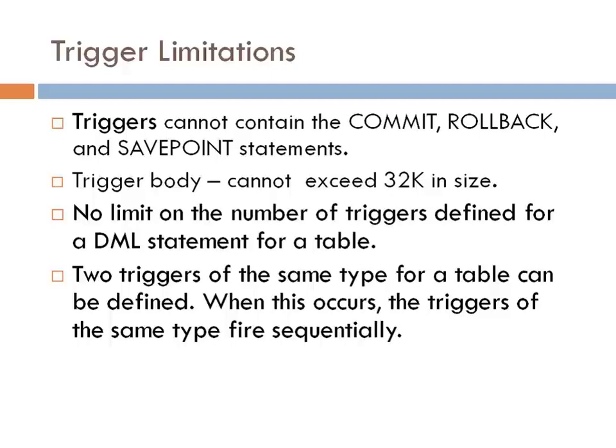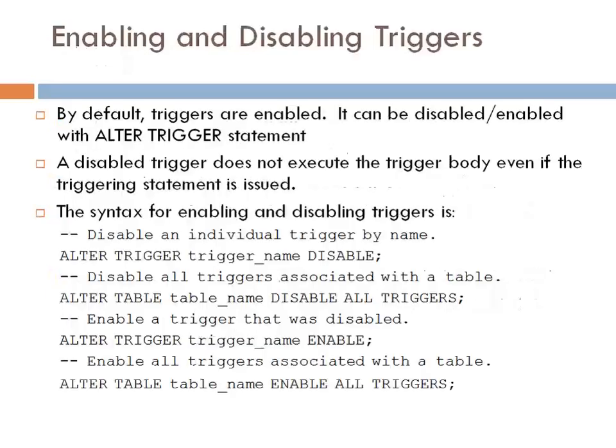2 triggers of the same type for a table can be defined. When this occurs, the triggers of the same type fire sequentially. That means if you want to add 2 insert triggers on a table, both of them can be added and they will be executed in sequential order. So these are the things that you have to take care of when defining triggers.